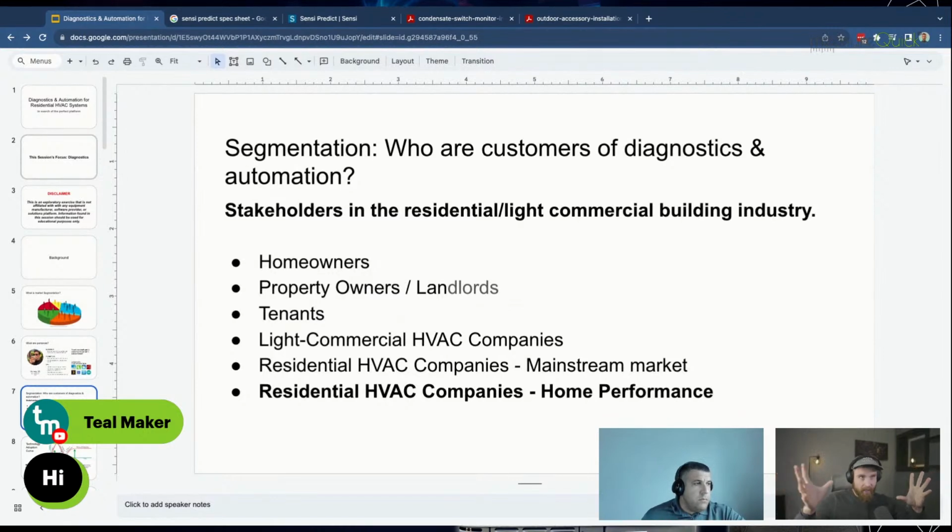But I think a lot of the people looking for a platform similar to Sensi Predict with advanced diagnostics are in this niche of home performance. Would you agree with that? Yeah, definitely. I think we all want something, because we're performance minded. We want the ability to look at the performance and verify the performance.